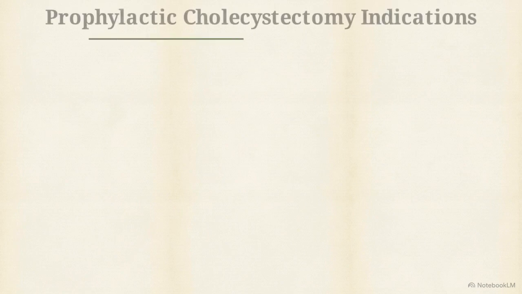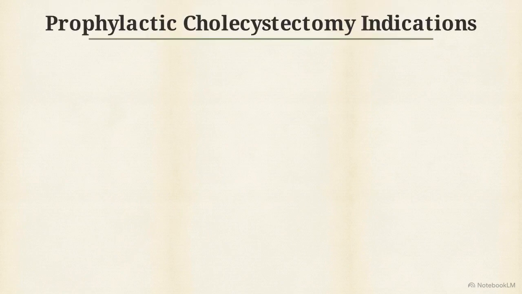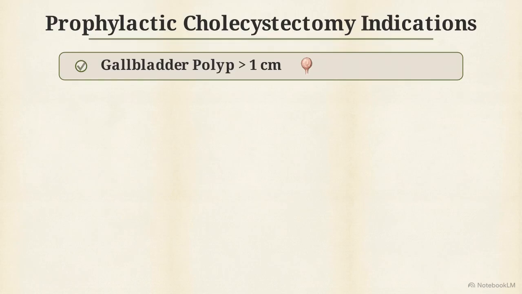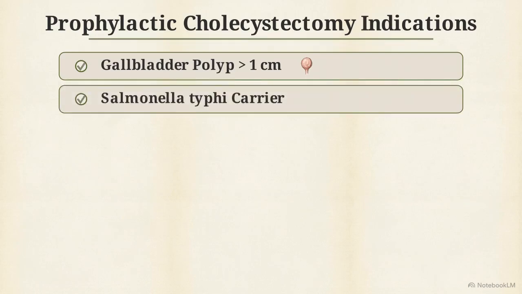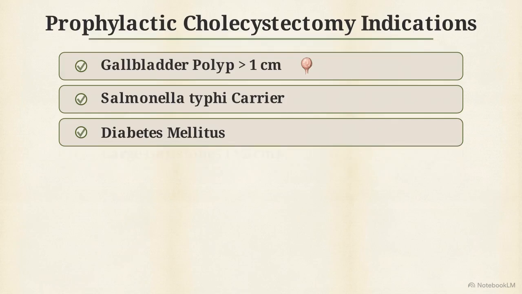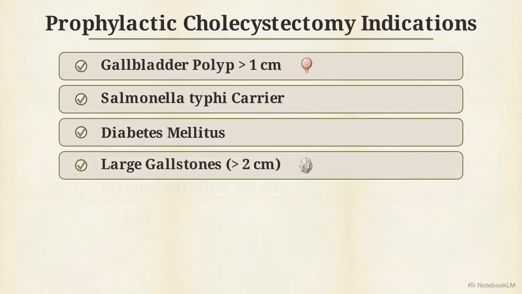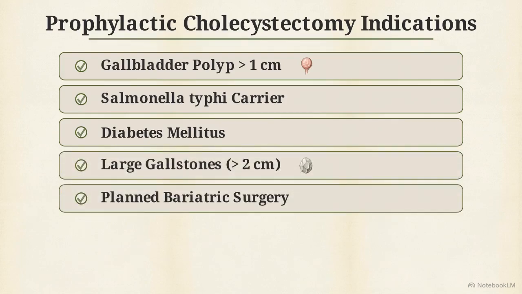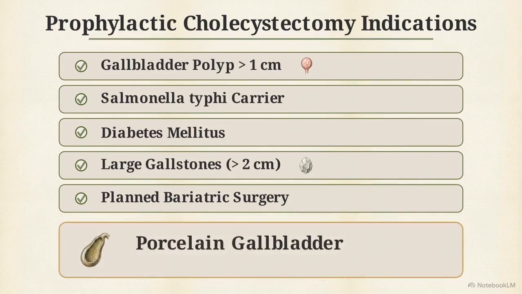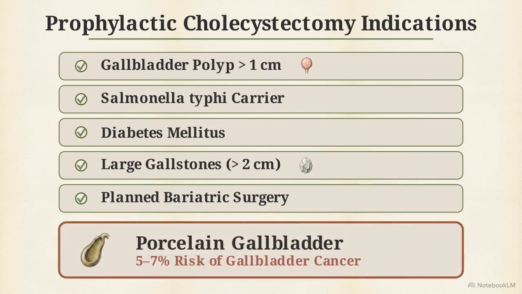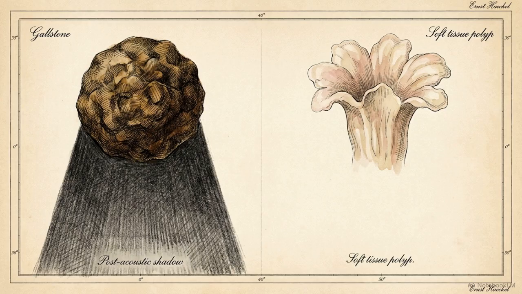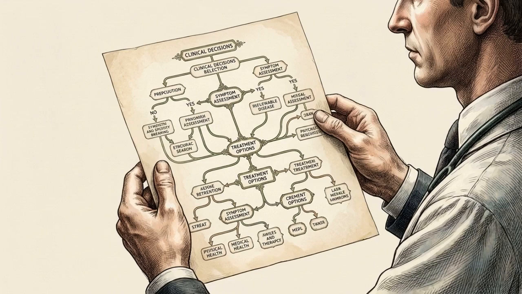This checklist dictates the absolute indications for prophylactic cholecystectomy. It includes polyps larger than 1 centimeter, Salmonella typhi carriers, diabetics, stones larger than 2 centimeters, and planned bariatric surgery. Most critically, it includes the porcelain gallbladder, a heavily calcified wall that carries a known 5 to 7% risk of gallbladder cancer. The post-acoustic shadow provides an explicit segregation of benign polyps from pathological stones. This specific imaging detail forces the clinical pathway toward algorithmic triage.